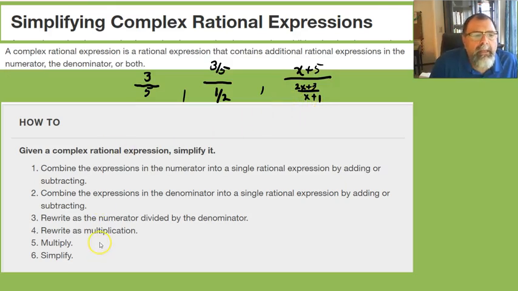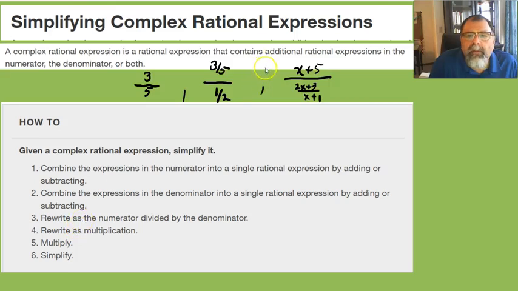Okay, here's the technique to simplify it. You're going to combine the expressions in the numerator into a single rational expression. So you're going to make one fraction by adding or subtracting. Do the same thing to the denominator. So you want to end up with one fraction on top, one fraction on bottom. If the top's a whole number or just a single expression, you can put it over 1, basically.